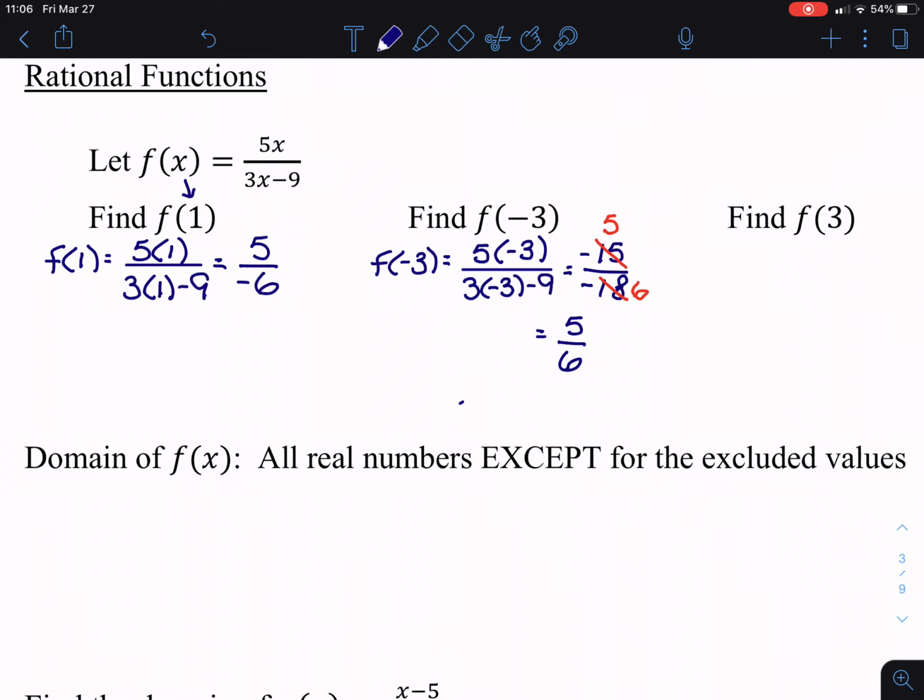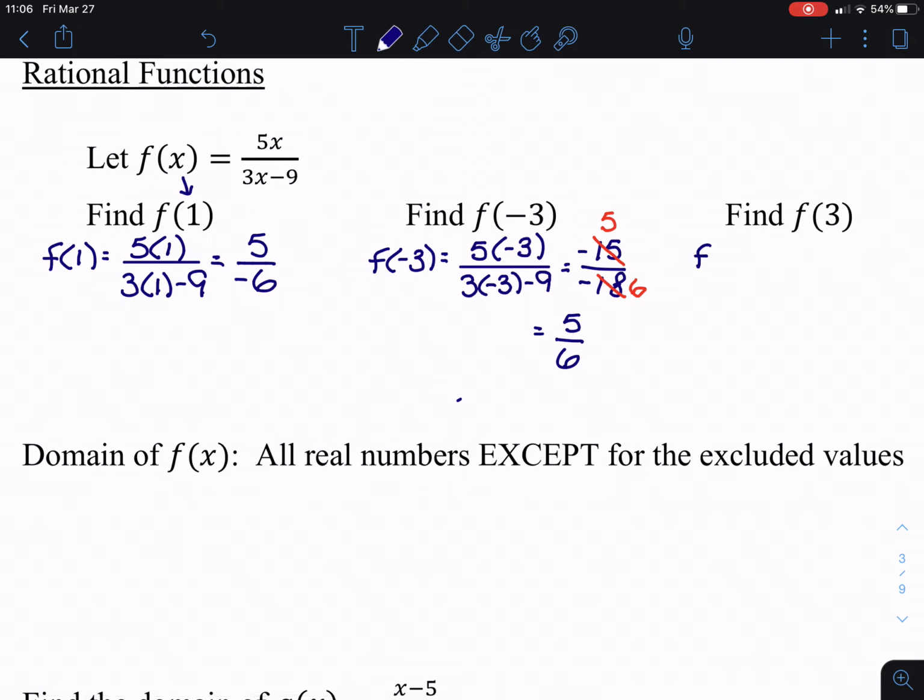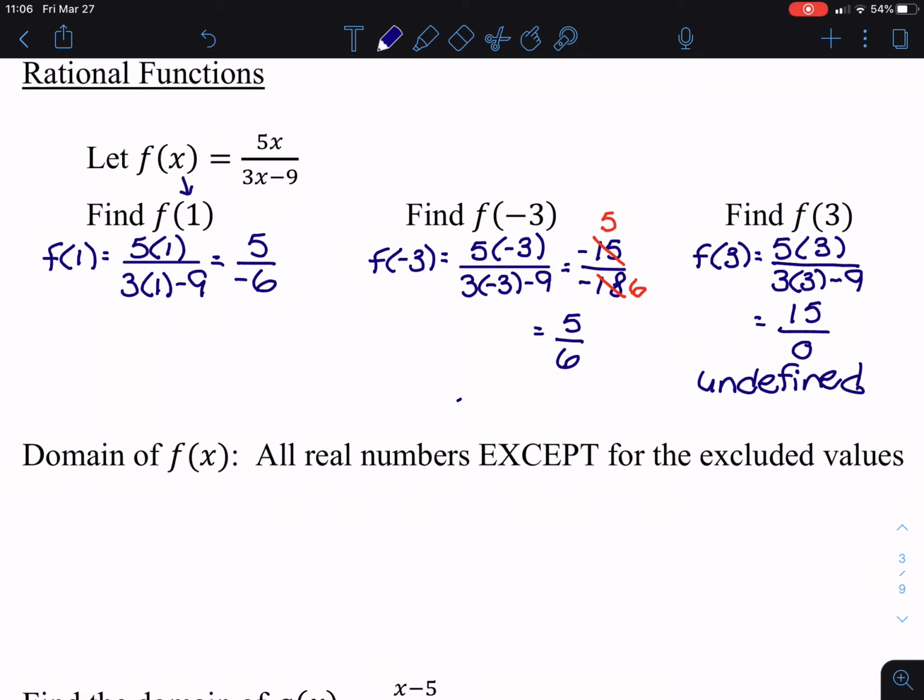Now lastly, let's look at f of 3. So f of 3 is going to equal 5 times 3 over 3 times 3 minus 9. So this is going to be equal to 15 over, well, 3 times 3 is 9, and 9 minus 9 is 0. So this is undefined. In other words, we can't put 3 into our function because it makes the denominator 0.